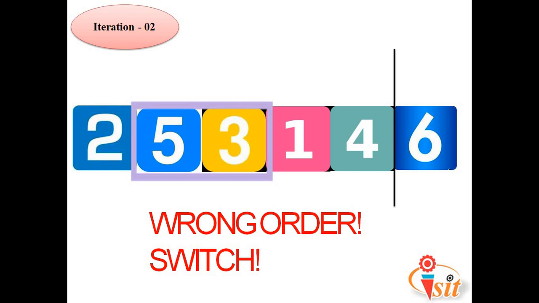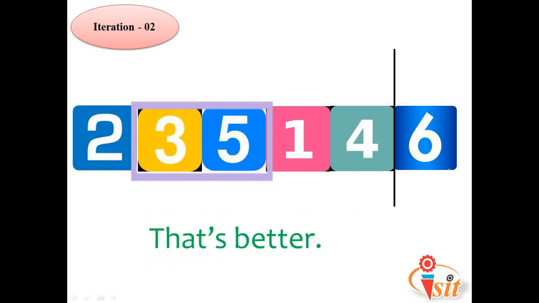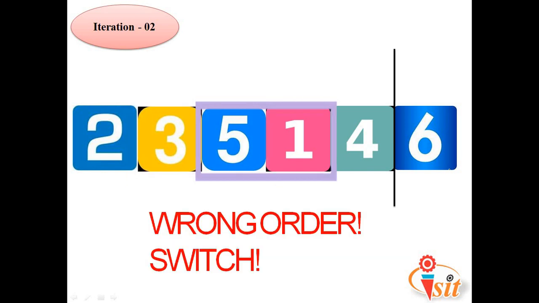Now we'll move to the next one, that is a 5 and 3. So the 5 is the first element, 3 is the second element. Here the first element is greater than second element. In that case we need to do the swap. So 3 is going to be replaced with the 5 and 5 is going to be replaced with the 3.